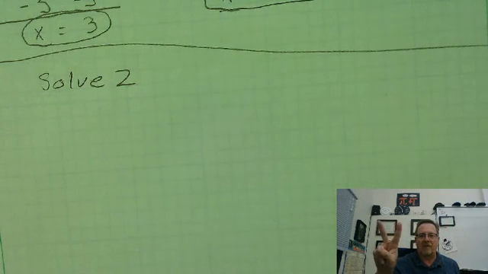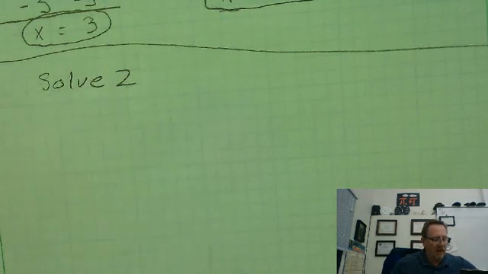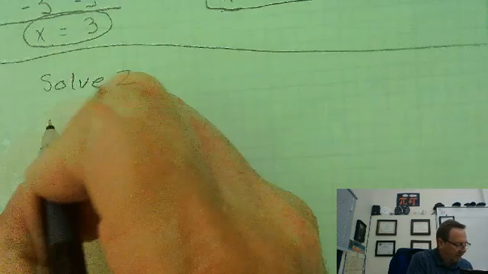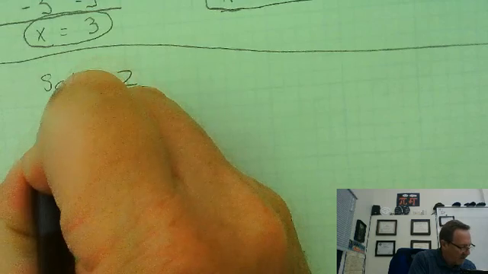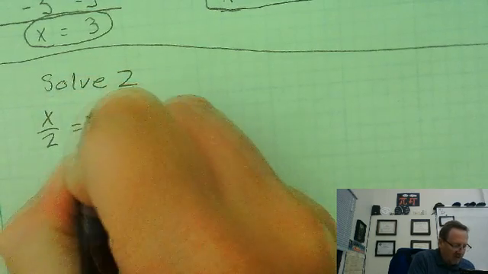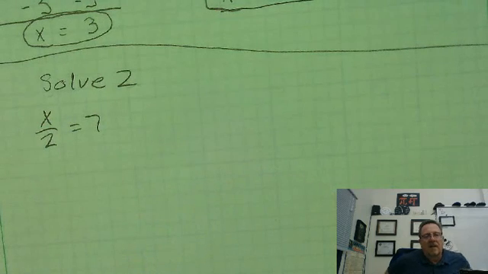Solving 2. Everything's backwards. Alright, so last time we solved by using addition or subtraction. In solving 2, we're going to solve by using multiplication or division. The first problem on your worksheet says x divided by 2 equals 7.